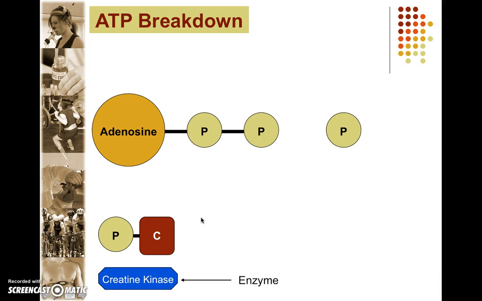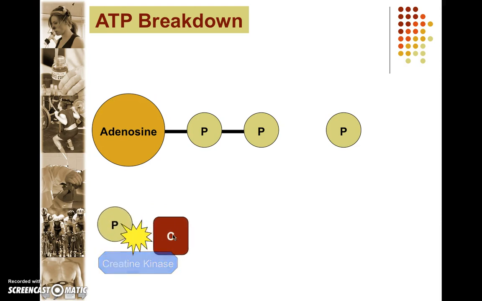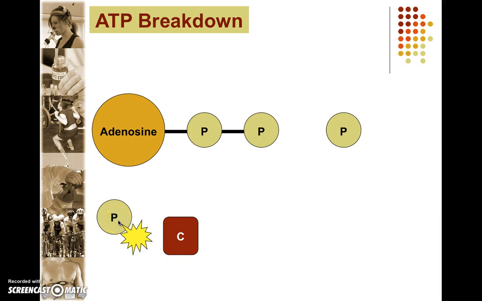So what happens is phosphocreatine, it's stored within the muscle. Creatine kinase is an enzyme. It comes around, just like ATPase splits up the ATP. Creatine kinase splits up the phosphate and the creatine. So we have just a phosphate left.